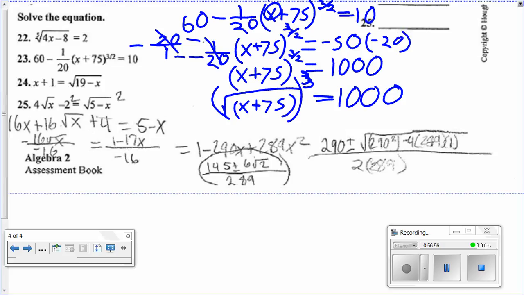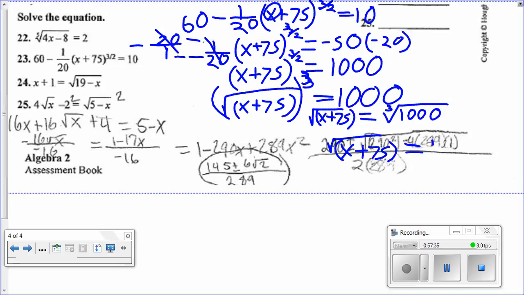So I take the cube root of both sides, which leaves me with the square root of x plus 75 equals the cube root of 1,000, which I'm going to write over some of your work here. I think you can still see it. Cube root of 1,000, I believe, is 10. It is. So the square root of x plus 75 equals 10. Now this is the square root. How do we undo square roots? We square it. So we square that.